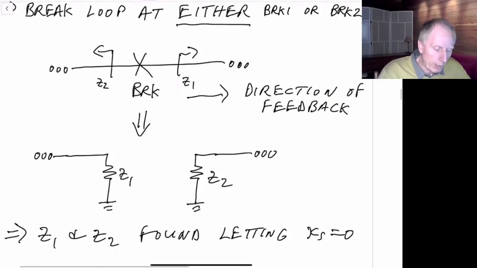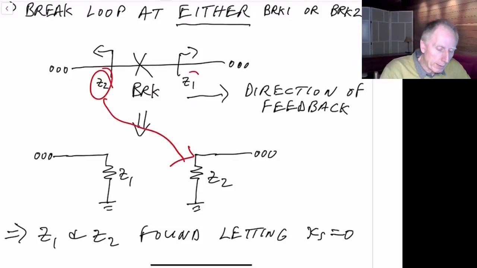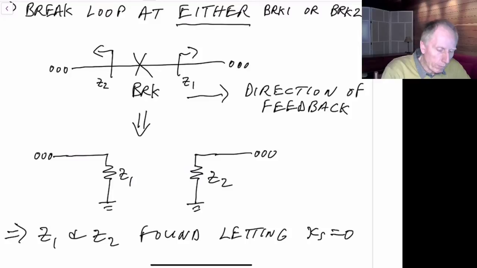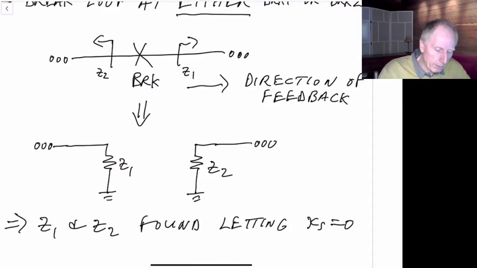When we break it, we take Z2 and put it on the right side, so the loading is still correct. We take Z1 and move it over to the left side, so its loading is correct. Because remember, looking in this direction we saw Z1, and looking in this direction we saw Z2. That's why we have to place them from left to right and from right to left. So we've left all the impedances that we're looking at to be the same. And as I mentioned, when we find these impedances, we always let our input source equal 0.